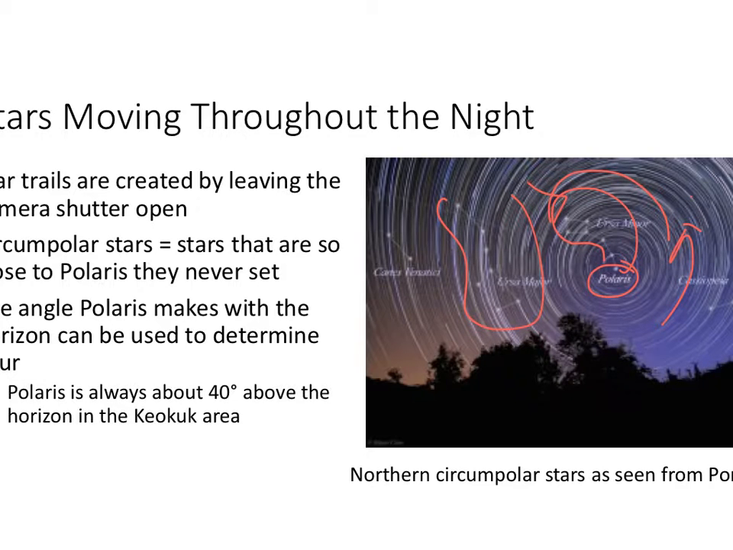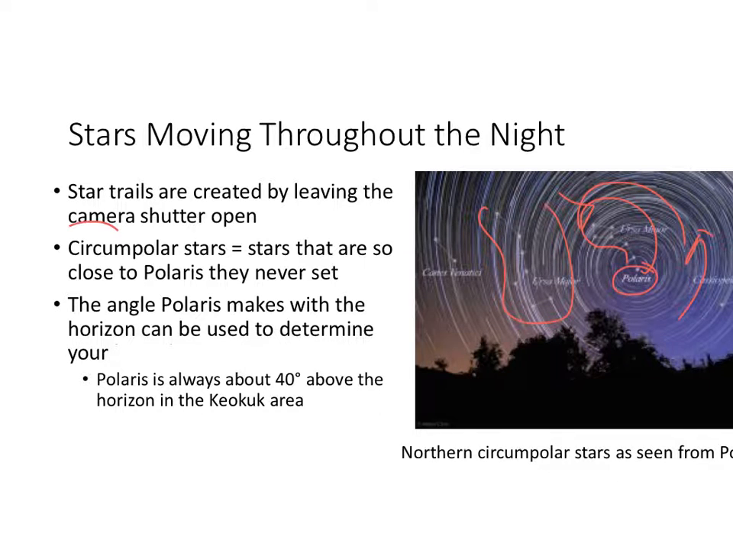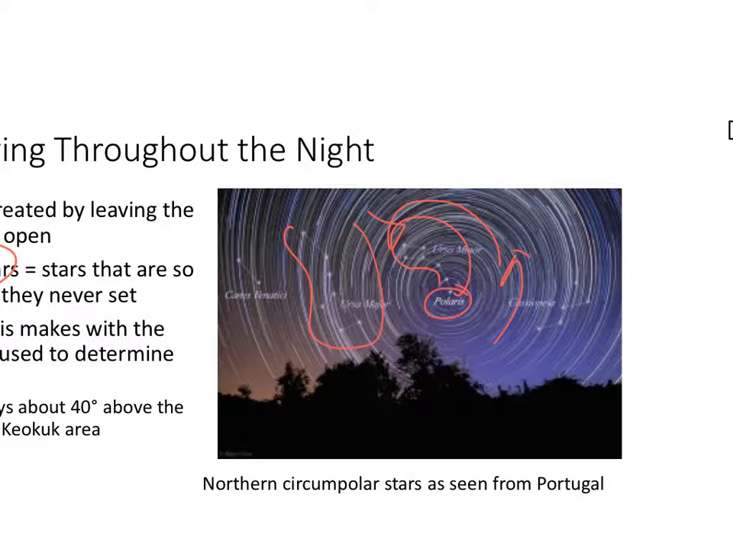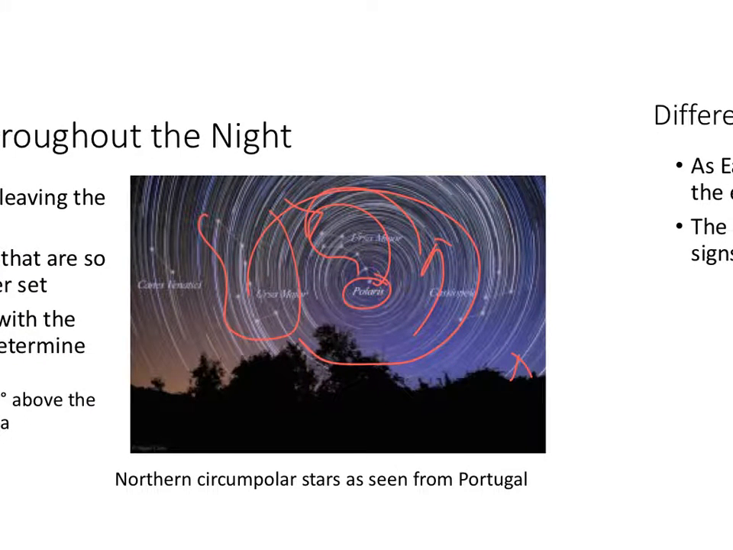And I do have a term on your test called circumpolar stars. So circumpolar stars are stars where you can see the whole circle. Okay, like these guys over here, these are not circumpolar stars because they go below the horizon. If they don't go below the horizon, they are circumpolar stars.